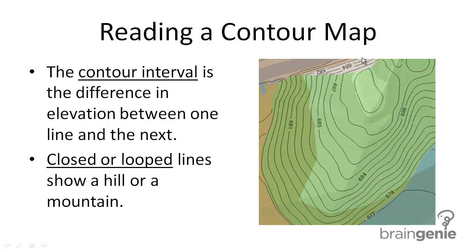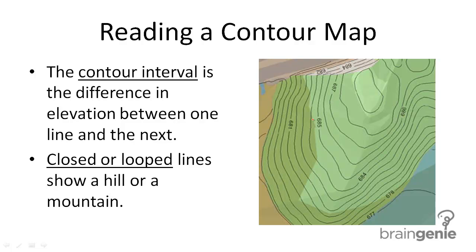When you read a contour map, each connecting line represents a certain altitude. You can look at the map to see how the altitude changes and if there's a land formation on the map. So each of these lines represents one altitude. And the contour interval is the difference between one line and the next.